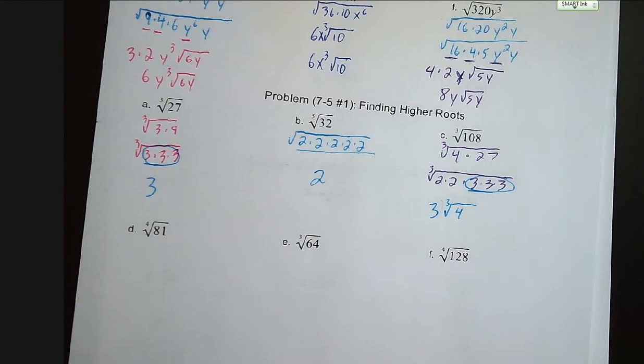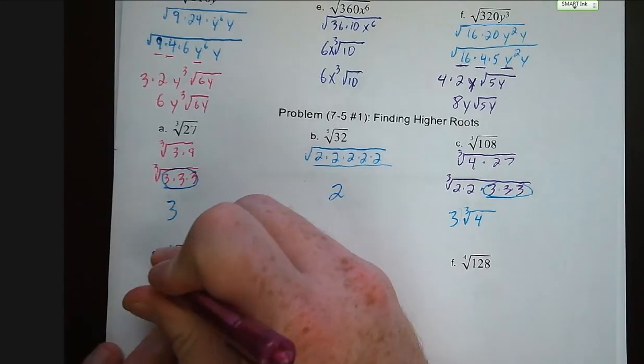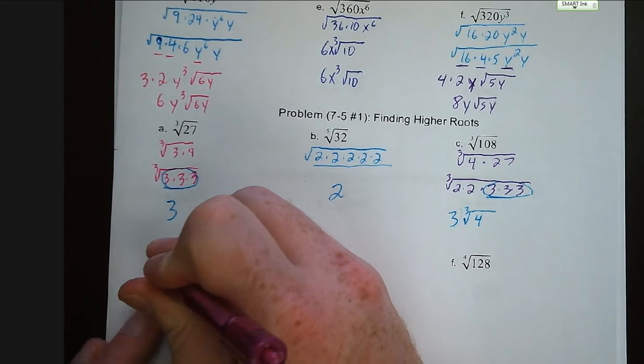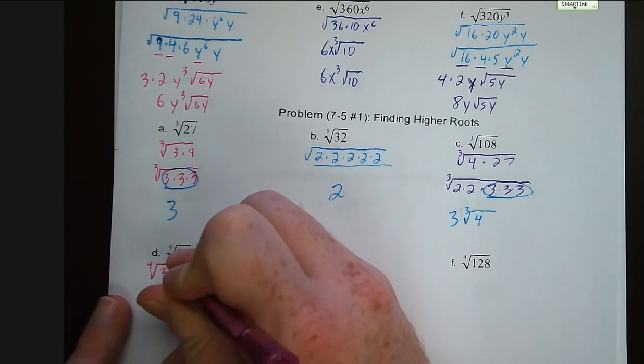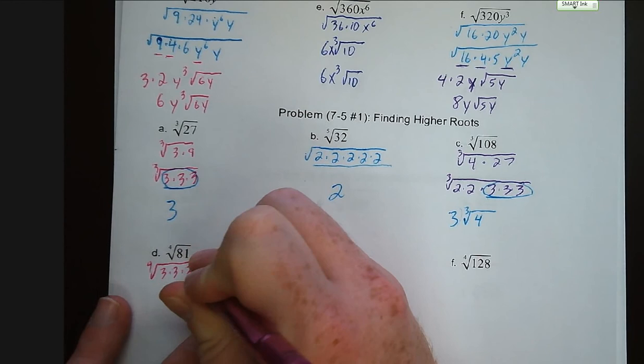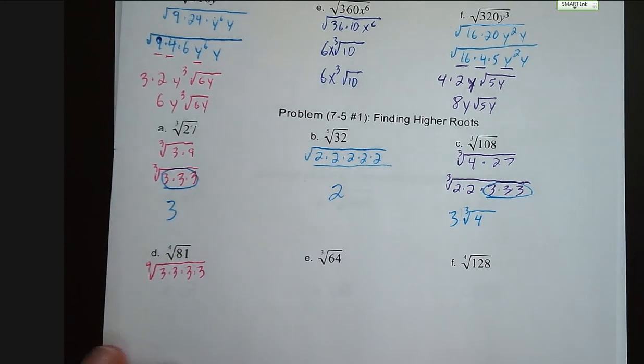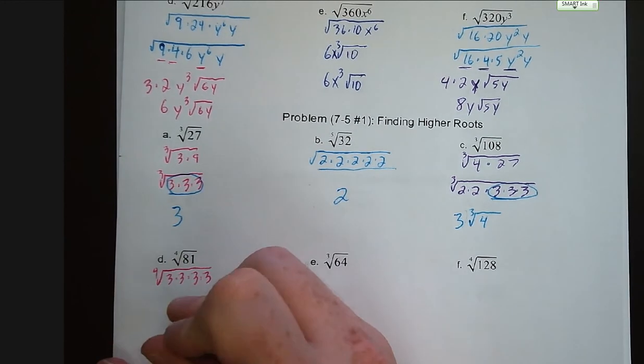Okay, I want you guys to try letters D, E, and F on your own. Okay, so the 4th root of 81. So we've got the 4th root of 81, which is 9 times 9, or 3 times 3 times 3 times 3, which is just going to be 3.